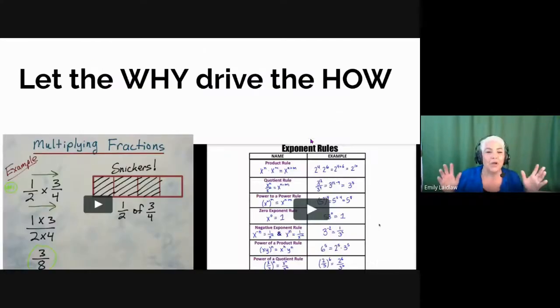Okay. So the research can tell us what to teach. That's what research does. It gives us content. And it can tell us why we need to do things. We have to let the why drive the how. And this is my big deal, because I'm going to just stop this for a second so I can look at you.